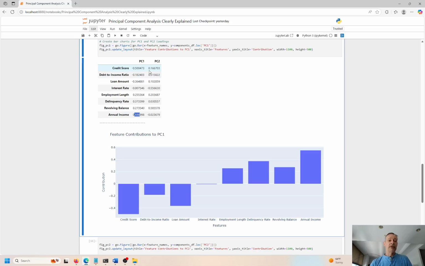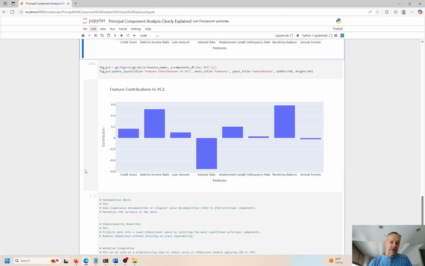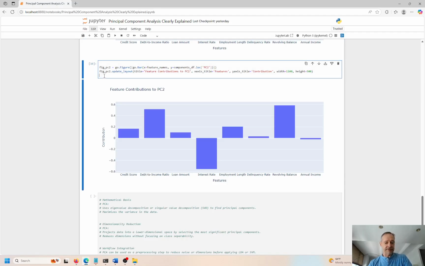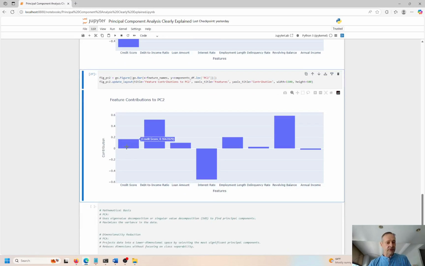For number two, we have another plot down here, okay? And we can interpret that like this. If I refresh the cell, Control Enter to refresh, you can see as credit score goes up, the probability to repay the loan increases. Debt to income ratio, if that increases, that's going to have an impact on the default rate.